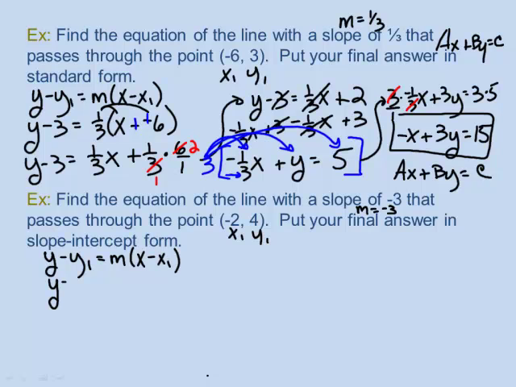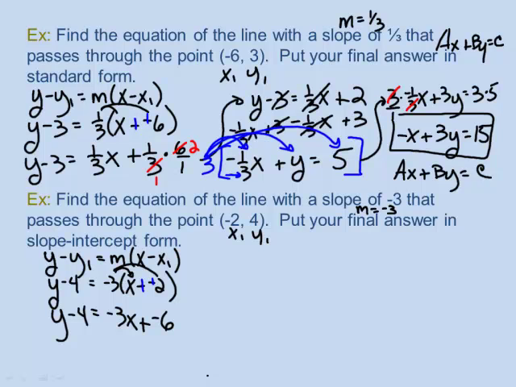So we've got y minus 4 is equal to -3 times x minus a -2. We've got that double negative again. Minus a negative is the same as adding a positive. And we can then distribute our -3. So we've got y minus 4 is equal to -3x plus a -6, or just -6 if you prefer.